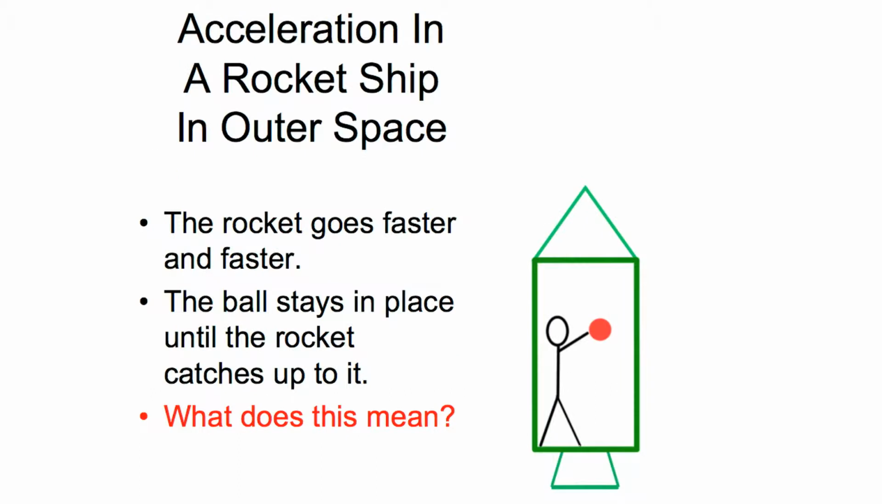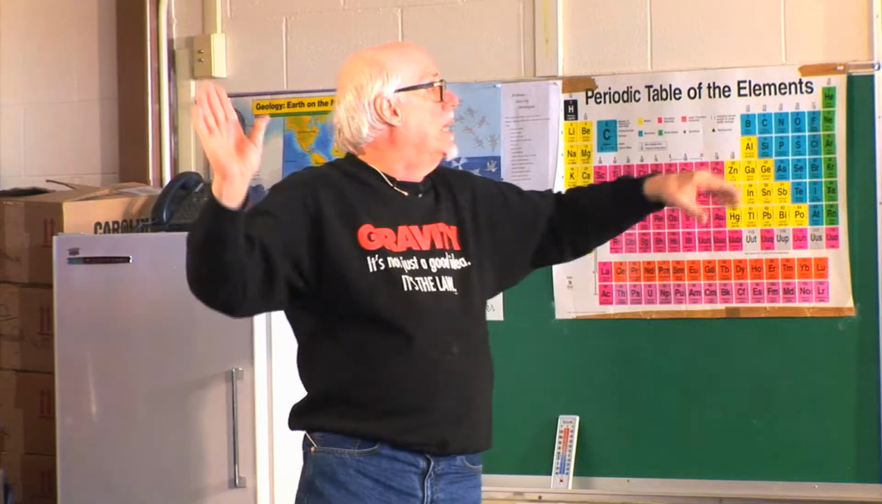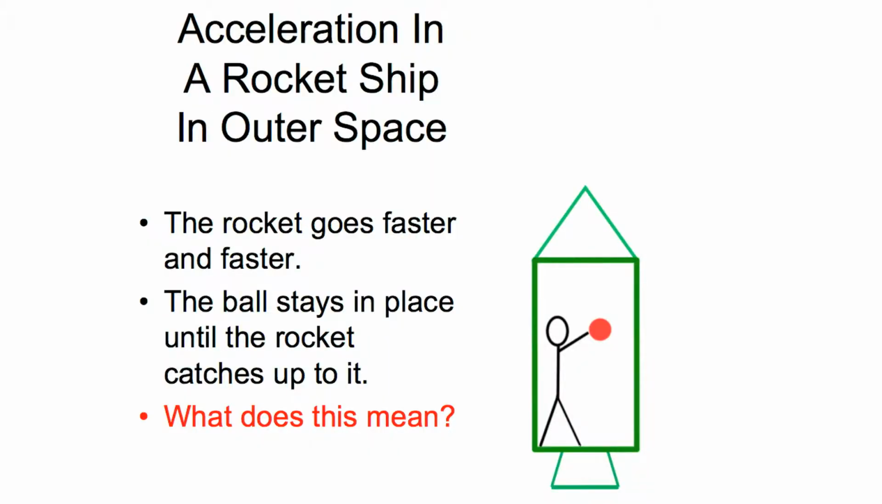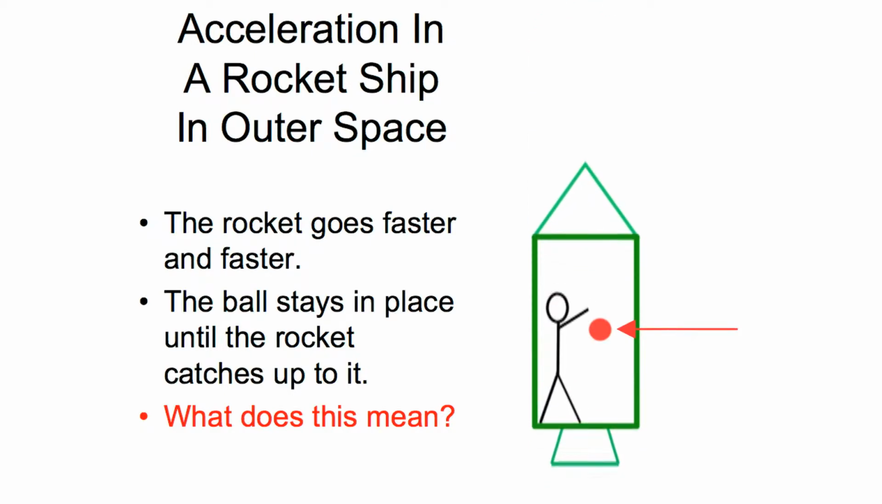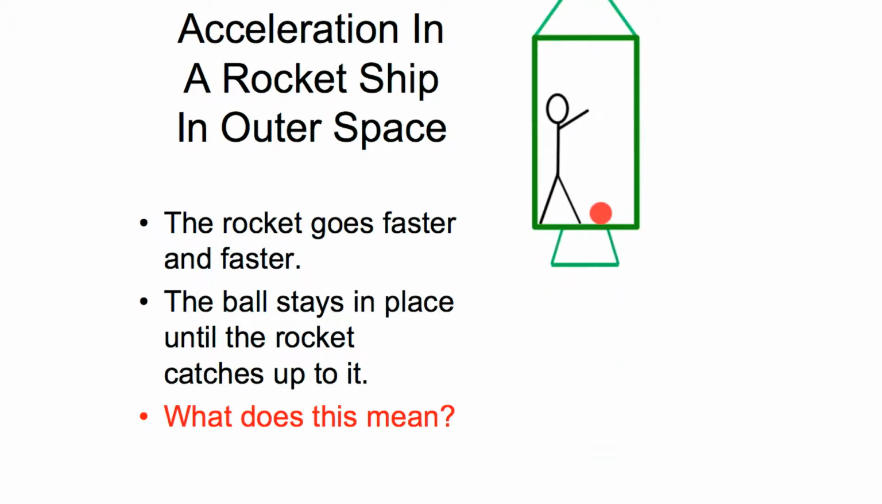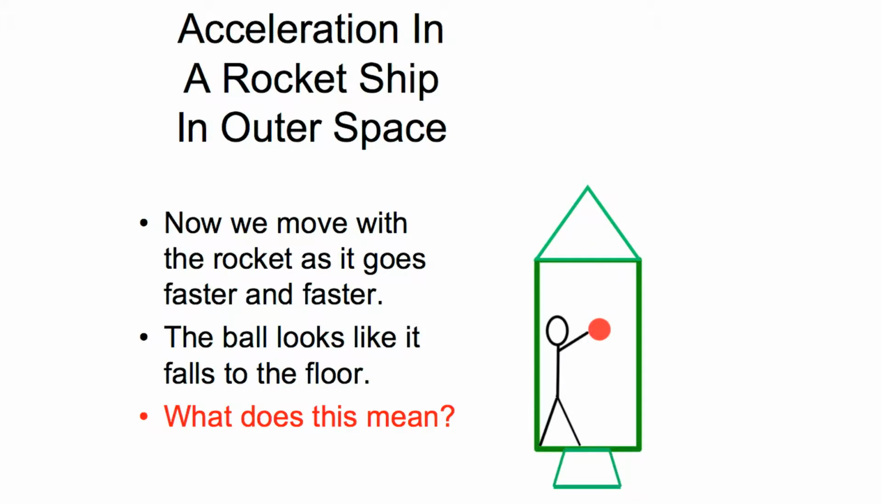You can have acceleration with a rocket ship in outer space, way out in the middle of nowhere. If it's accelerating, the ball will stay in place until the rocket catches up with it. The ball doesn't move, but if you were inside the rocket, it would look like it's moving, right? This time, we're going to move with the rocket as it goes faster and faster.